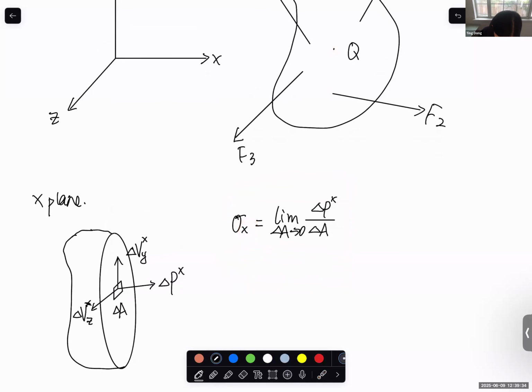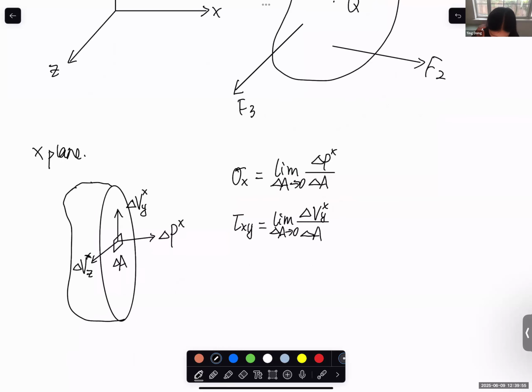Similarly, for the shear stress, let's say the shear stress on the x plane in the y direction is the shear force on this small area, on the x plane in the y direction, divided by the area. And similarly, we take the limit. When delta A approaches 0, it becomes the shear stress on the x plane in the y direction.